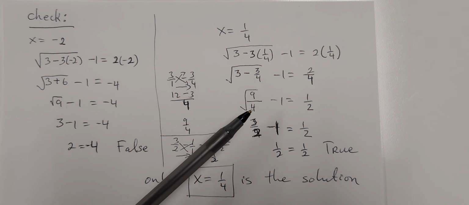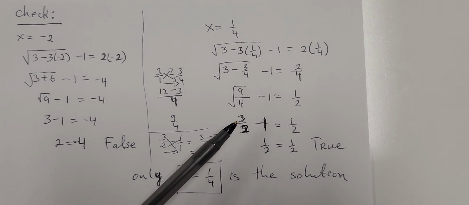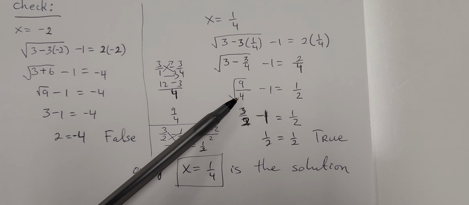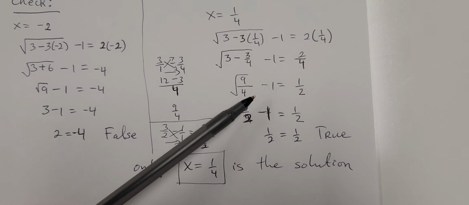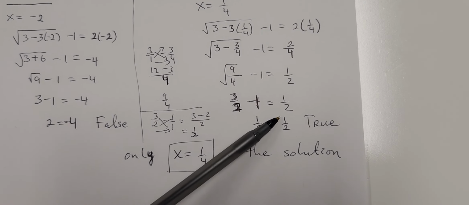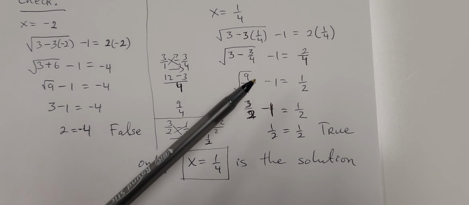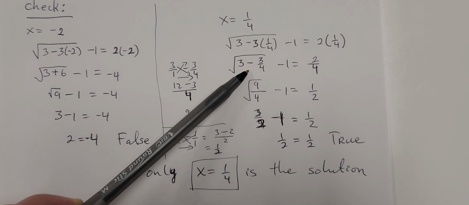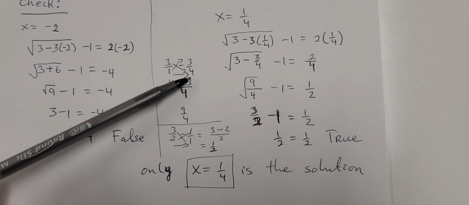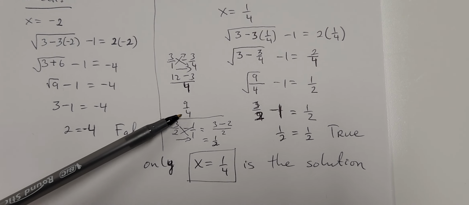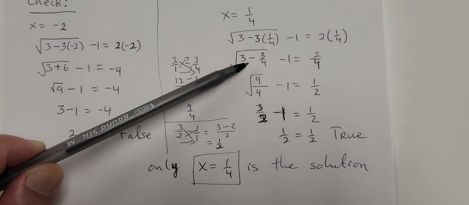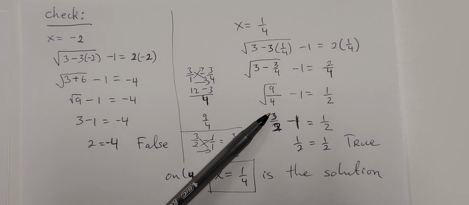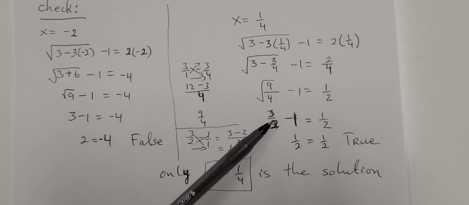Square root of 9 gives me this 3. Square root of 4 gives me this 2. One more time. Square root of 9 gives me this 3. Square root of 4 gives me this 2. Bring down the -1, bring down the 1 over 2. Again, where did I get the 9/4? It came from here: 3 subtract 3/4. I did the work on the side and it becomes 9/4. So I just replaced this by 9/4, and then square root of 9 gives me 3, square root of 4 gives me 2.